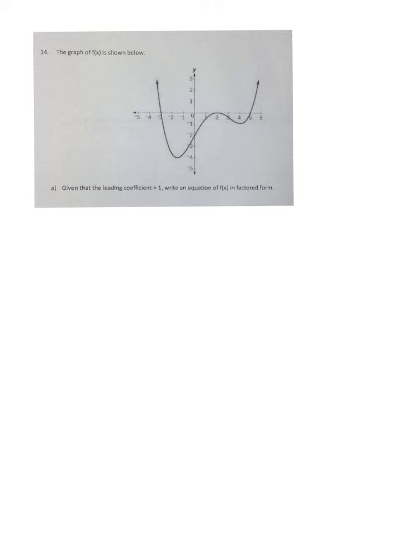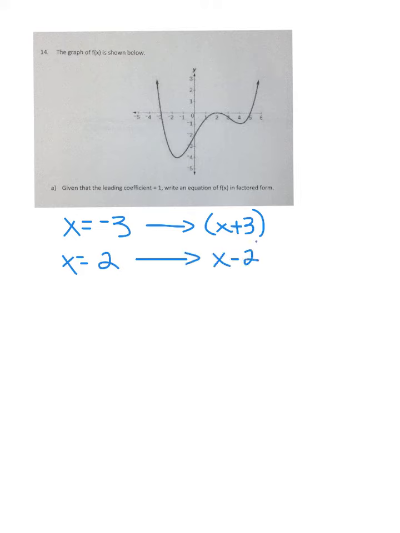All right, so we have the graph shown below. And if you look at that, if I read the directions, they want me to write an equation, but in factored form. So I'm going to start by finding the zeros. And I know that I have a 0 at x equals negative 3, which means its factor would be x plus 3, right? And then I have a 0 at x equals 2, which means its factor would be x minus 2.